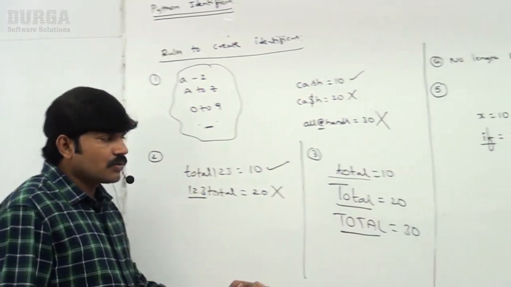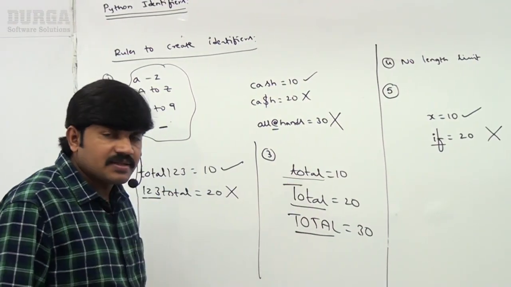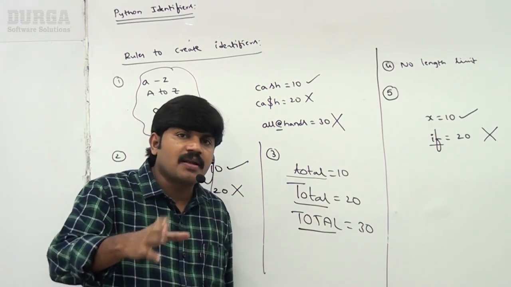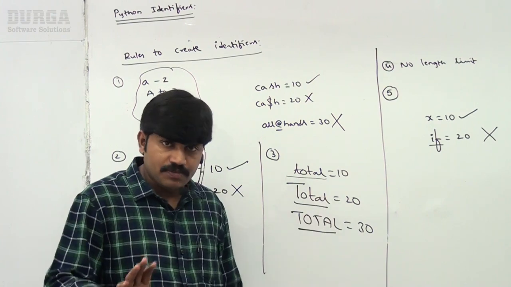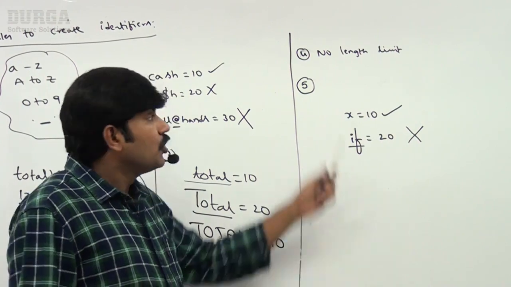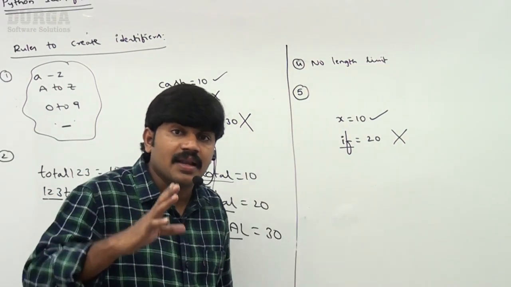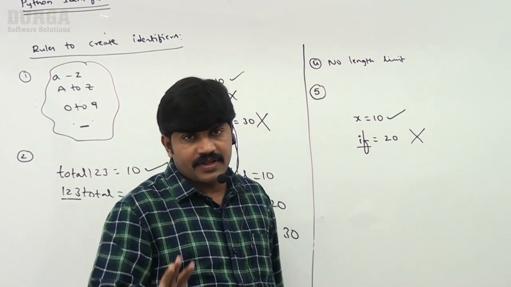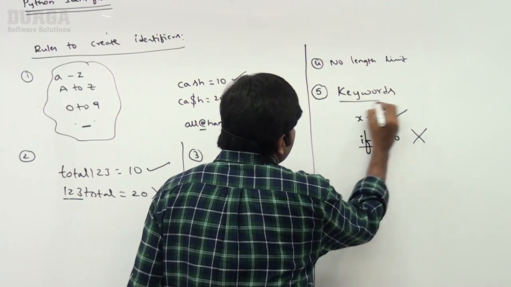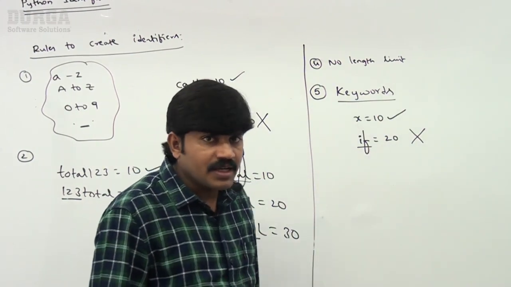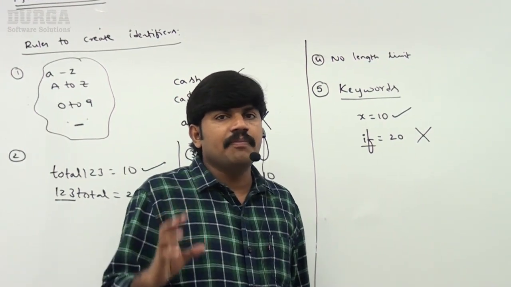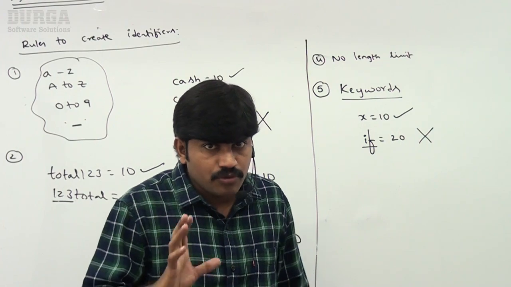Third rule: Python identifiers are case sensitive. Lowercase and uppercase are different. Of course, the Python language itself is a case sensitive programming language. Next, there is no length limit for Python identifiers, but it is not recommended to take too lengthy identifiers, right? Next, reserved words or keywords. We can't use keywords or reserved words as identifiers because these are associated with some meaning or functionality. So while defining Python identifiers, it is better to keep these rules in mind.